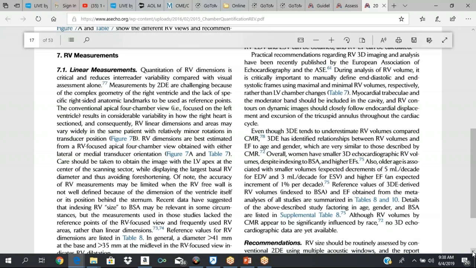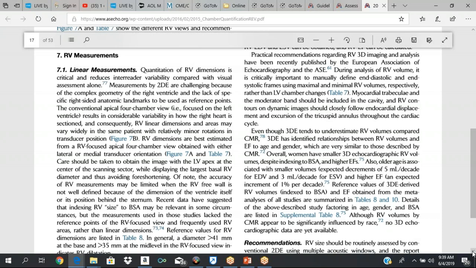Because for the same patients, you're going to get multiple different values. Some might be in the normal range, some going to be outside the normal range. So RV dimensions are best estimated from an RV focus apical four-chamber view obtained with either lateral or medial transducer rotation. And figures 7 and 7 show you that. So what you need to do is just go over those and learn how to do the RV focus views.